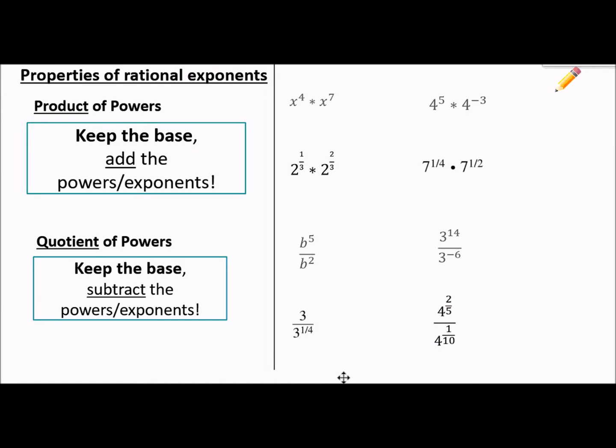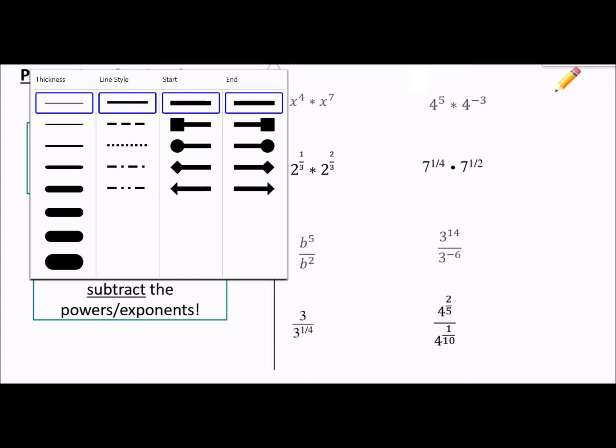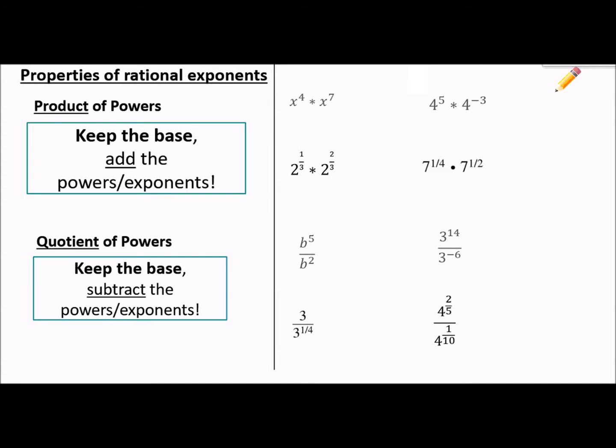So here they are. Now these are going to explain the properties a little bit differently, in different words, but they still mean the same thing. Your cheat sheet tells you exactly what to do. So with rational exponents, nothing changes. The only difficulty is that now there's fractions.